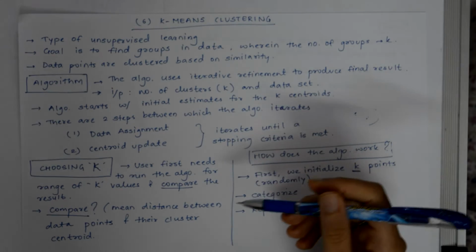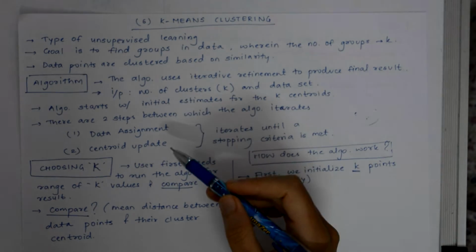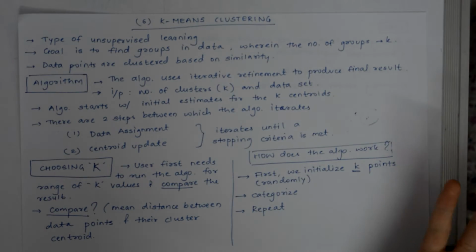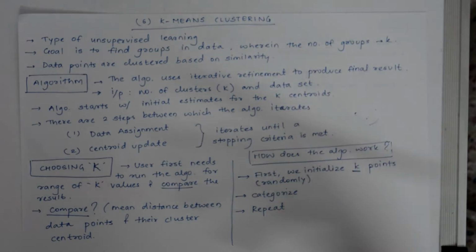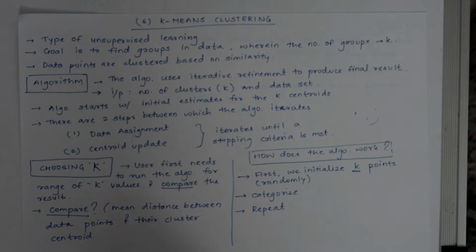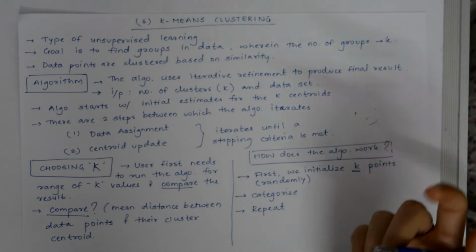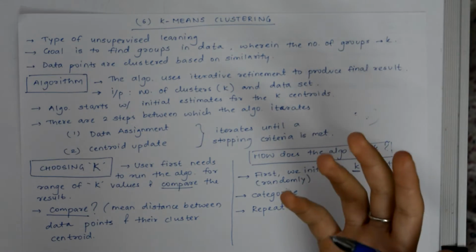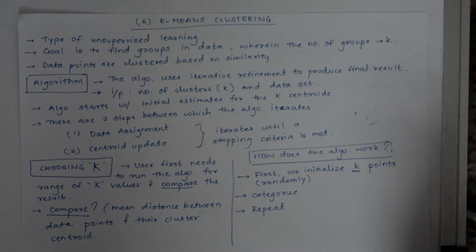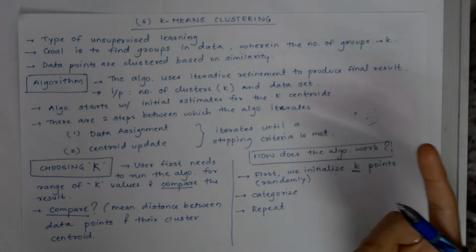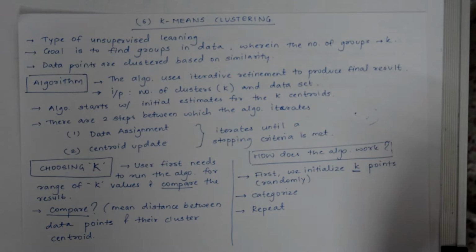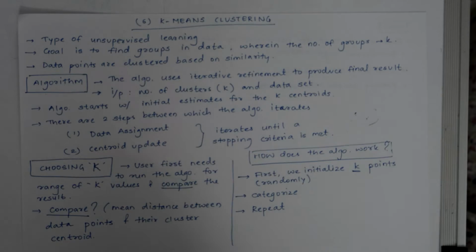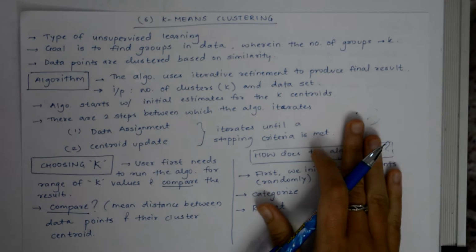The algorithm iterates between these two steps until the stopping criteria is met. But how does the algorithm stop? What is the stopping criteria? So the stopping criteria may be that no data points change cluster, or the sum of distances is minimized, or some maximum number of iterations is reached. So this is all about the algorithm.